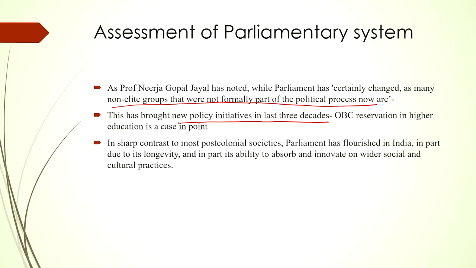Parliament in India has also, due to its longevity and in parts its ability to absorb and innovate on wider social and cultural practices, always thrown new surprises for the political commentators and those who are trying to understand the Indian parliamentary system. If you go into the long-term analysis of the working and functioning of the Indian parliament, it has only one aberration, in the period of 1975 to 77, when the process of emergency put a roadblock on an otherwise successful journey of democratic processes in India.